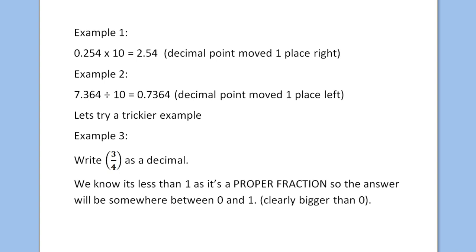7.364 divided by 10 equals 0.7364. The decimal point has moved one place to the left. A tricky example: write 3/4 as a decimal.